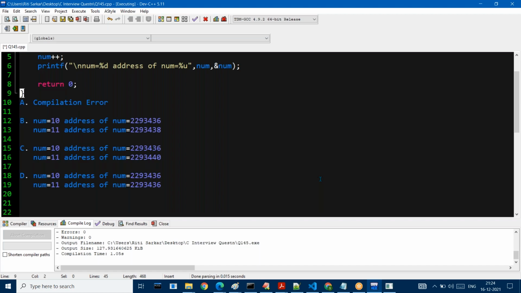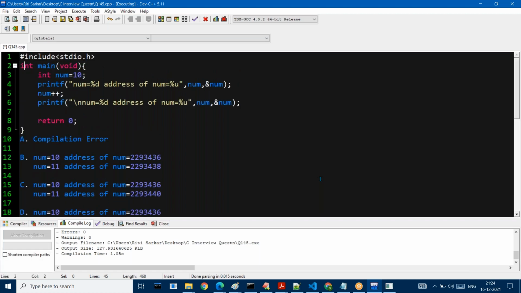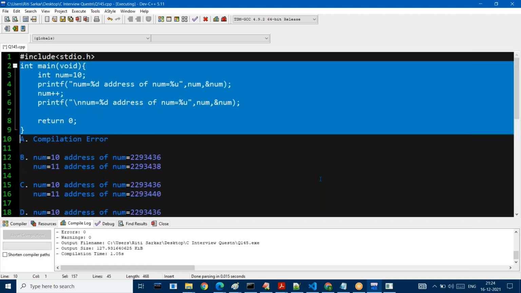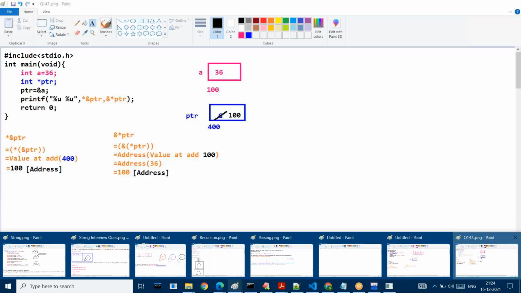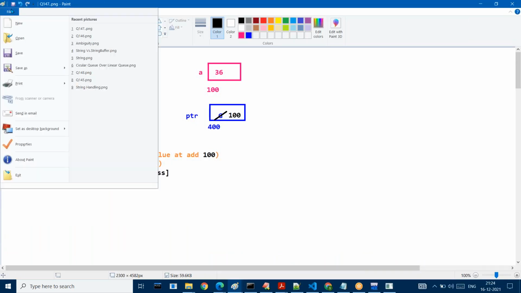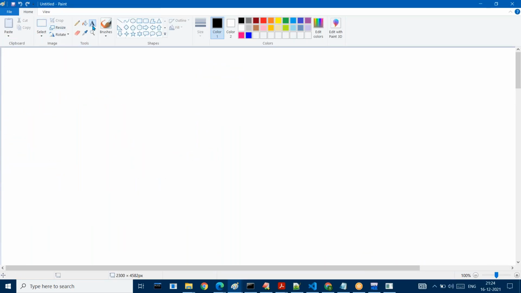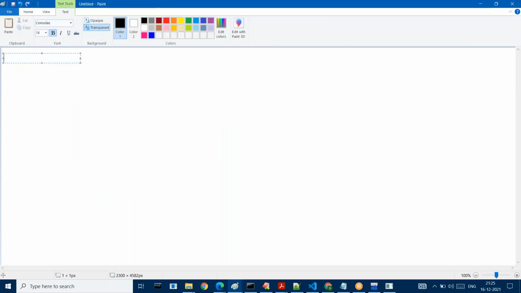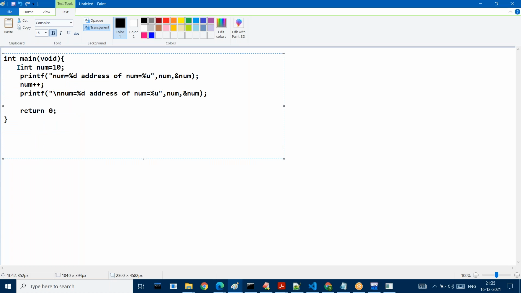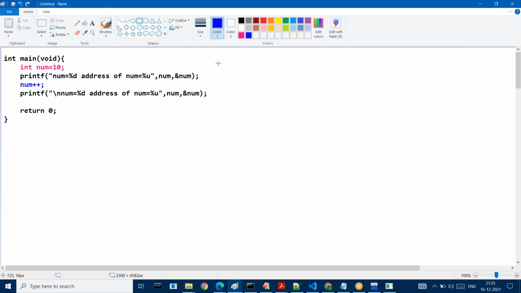No, Ankita, num is not a pointer variable. Num is a normal integer variable. So if you observe here, it's not a pointer variable. Now if you observe here, sir, this is my code. First line, this is one important line, this is another important line. Now observe the first line. What will happen?